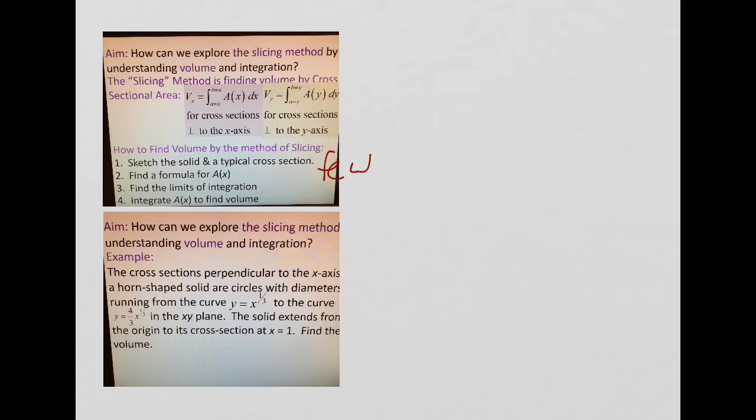2, find a formula for A of x. It's possible that it may be A of y, but we're going to stick to A of x for now. And 3, find the limits of integration. So where your region starts and where it ends. It's usually described in the problem somehow. And 4, integrate that to find the volume. So if it's A of x, it's with respect to x. If you do get a problem A of y, then you'd be writing dy. Remember, your limits of integration would be y equals. Alright, so let's take a look at our example.